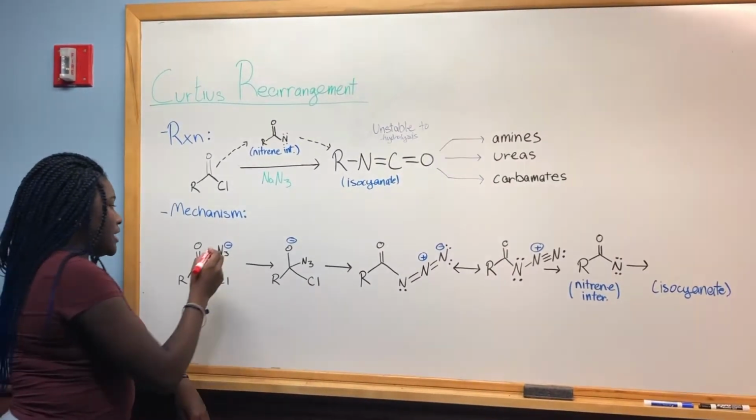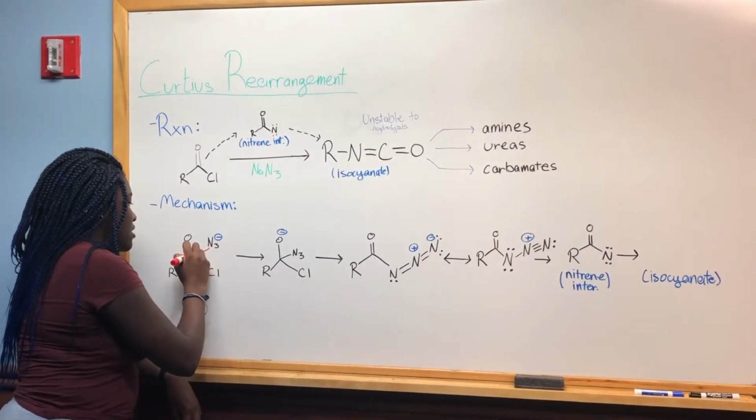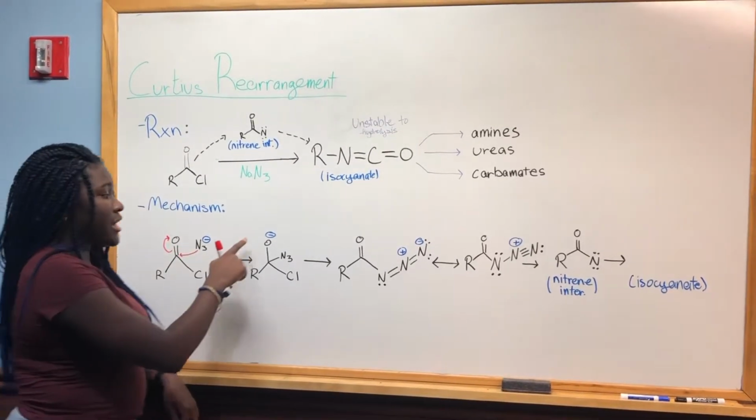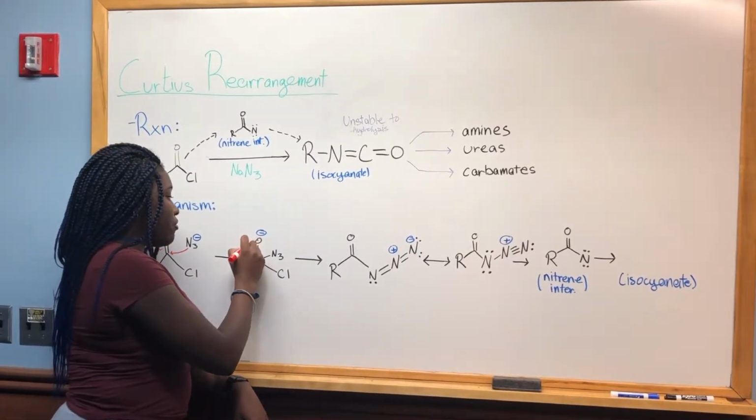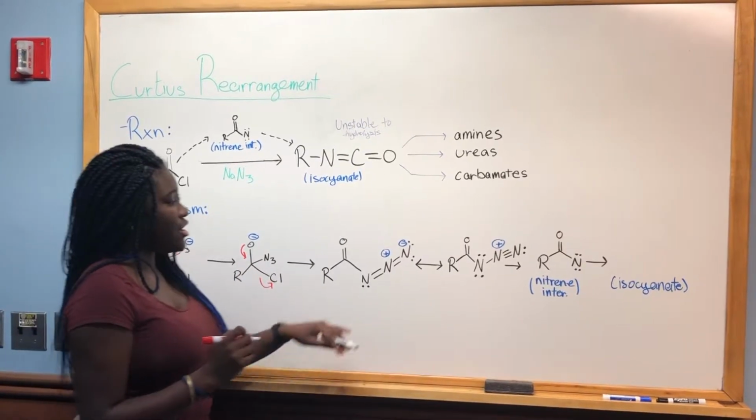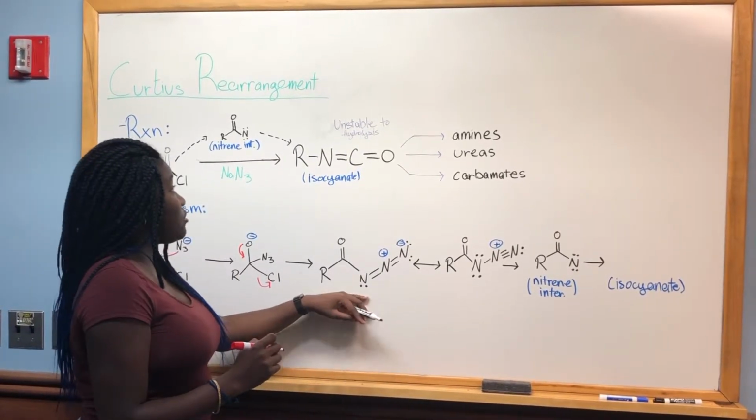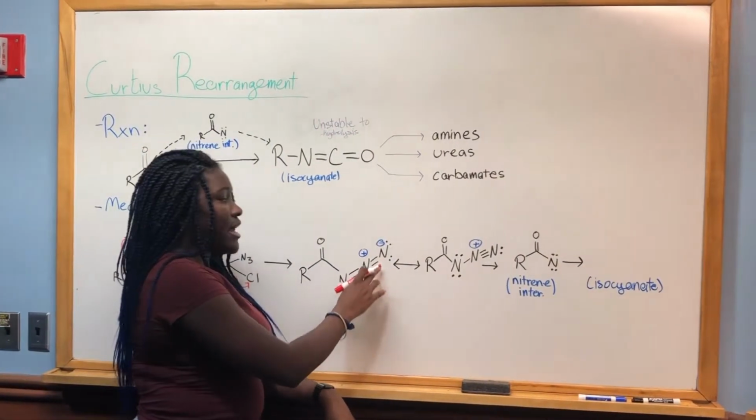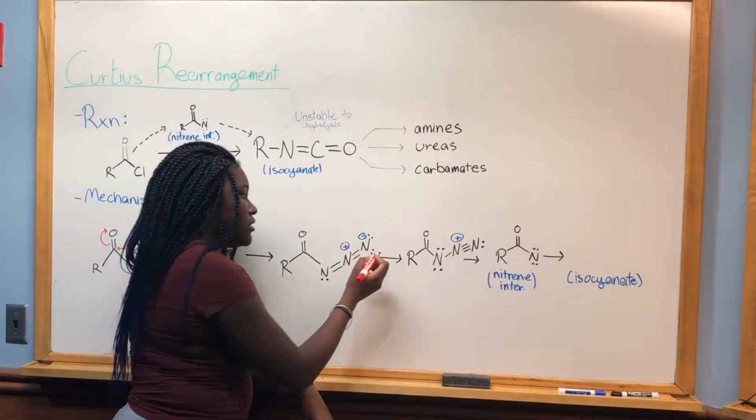First, the azide attacks our carbonyl, causing the electrons to swing to the oxygen, giving it a negative charge, and when the carbonyl reforms, chloride is kicked off, and here we're left with this, which is close to our intermediate, but not quite there. We have a positive and negative charge left on these nitrogens.